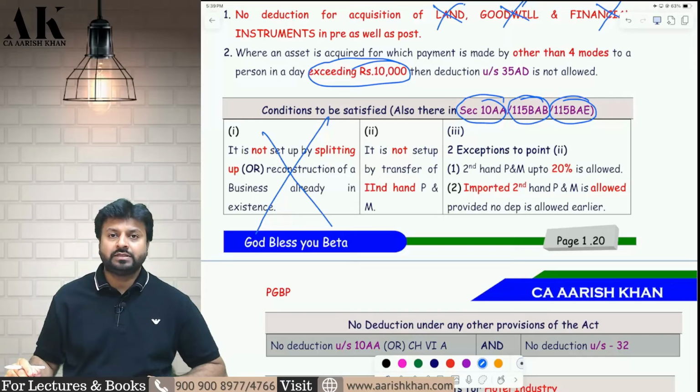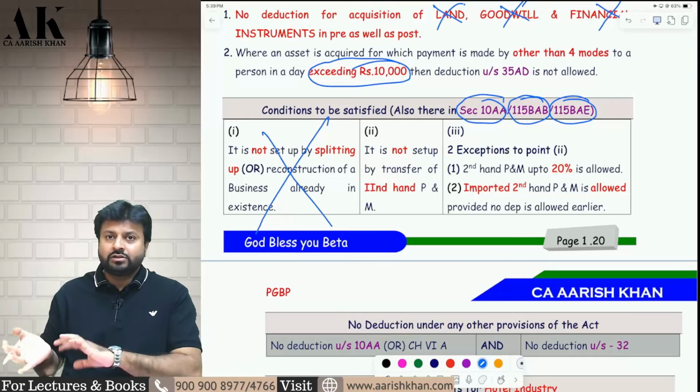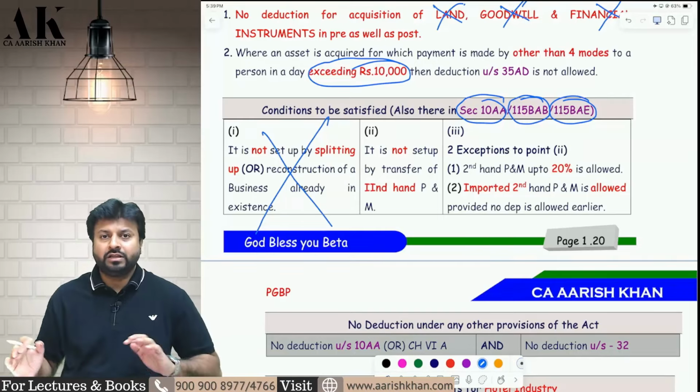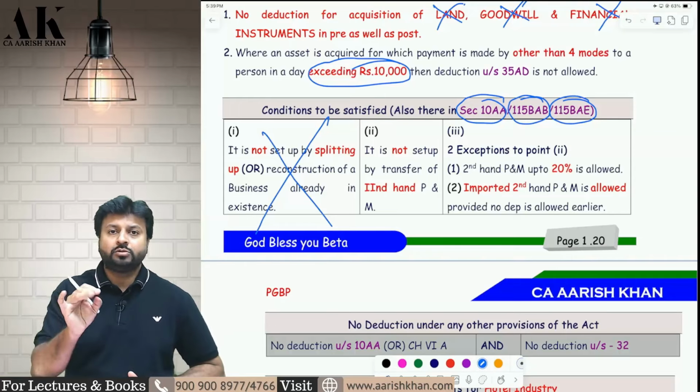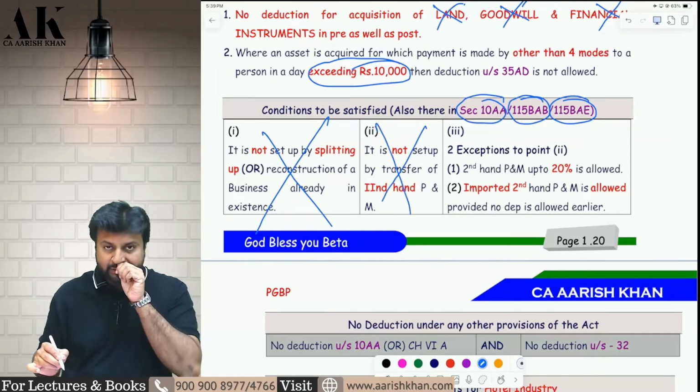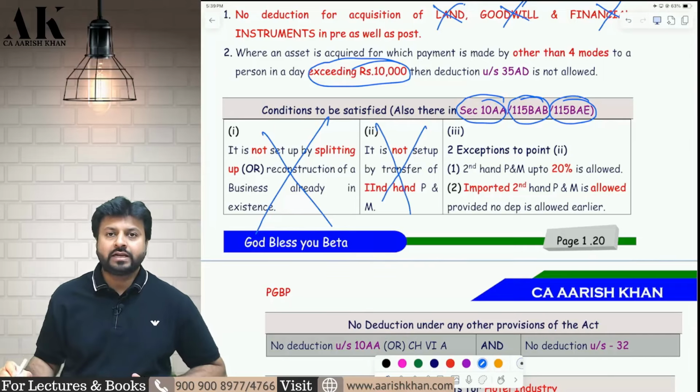It should not be an existing business. It should not be by acquiring somebody else. It should not be by amalgamating somebody else or demerging somebody else. Then it is not allowed. It has to be a new business. Second, second-hand plant and machinery is not allowed in your business. Your business should not have second-hand plant and machinery.